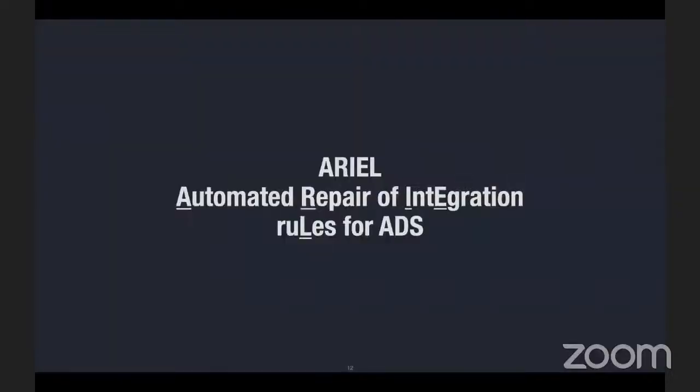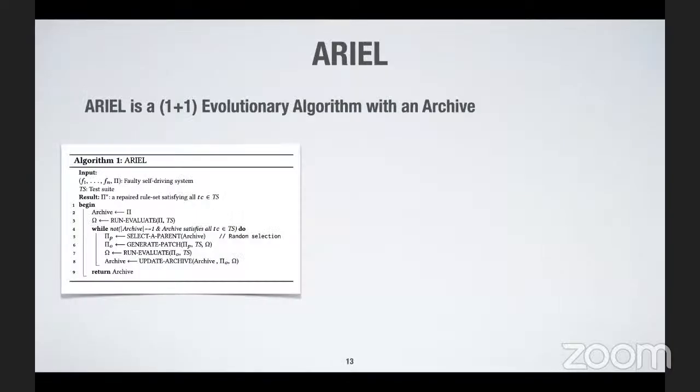So what we propose is a tool and technique that we name ARIAL, which stands for Automated Repair of Integration Rules for Automated Driving Systems. It is not the population-based genetic programming that is pretty popular in the literature, but a simple 1+1 evolutionary algorithm with two key ingredients. The first one uses an archive, and I will give you some detail in the next slides. It is also a many-objective algorithm, where each objective is one of the failing assertions, and the value of the objective is the intensity of the failure itself.